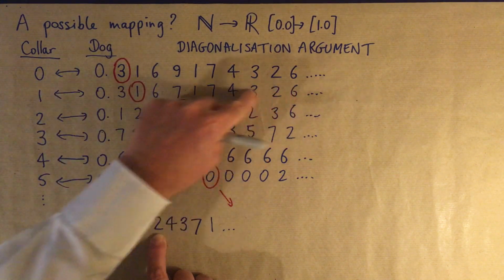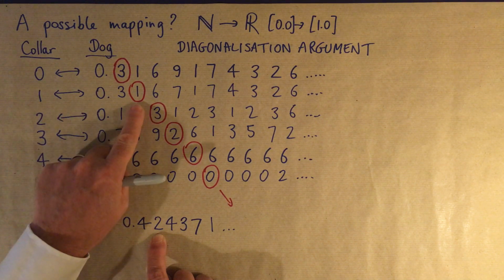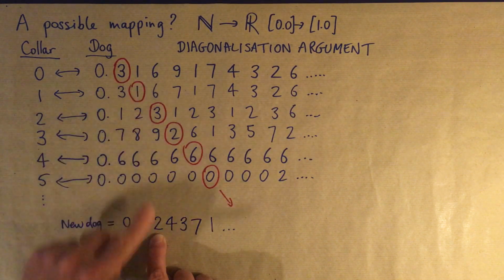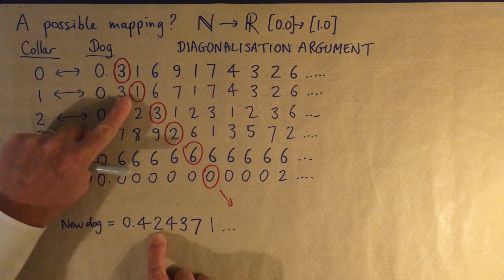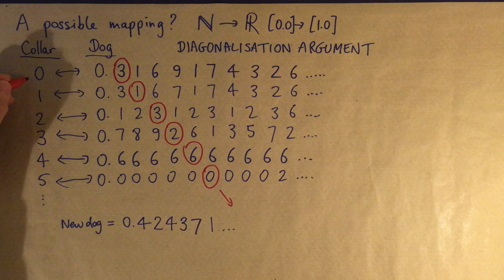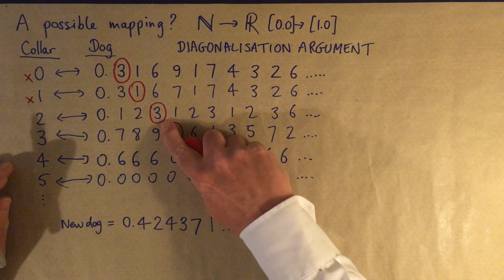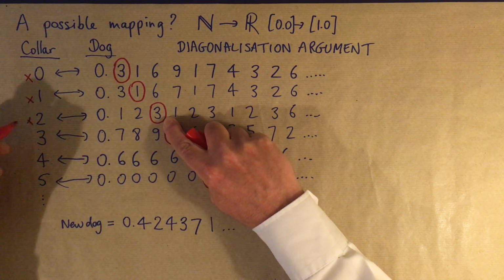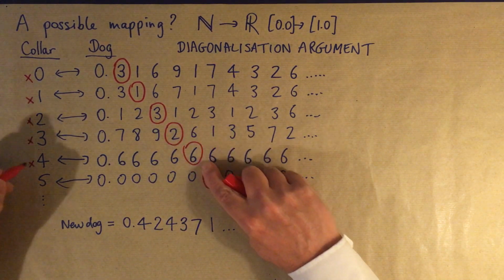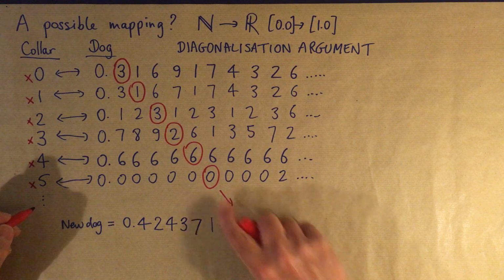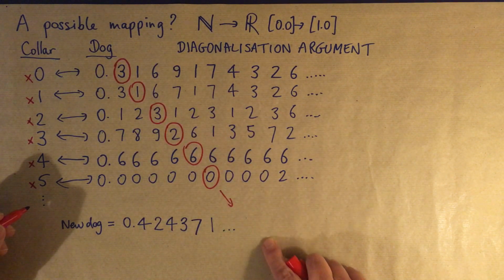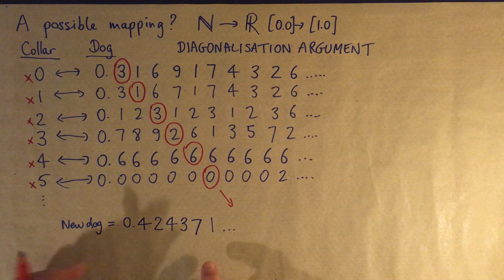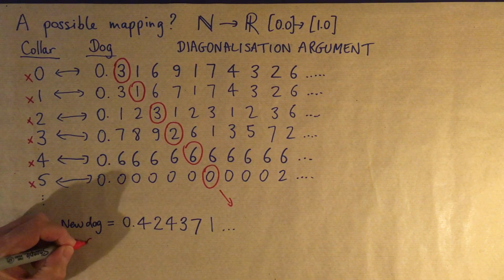Right. What about this one? Okay, let's look at this. Does new dog get collar 1? Well, no, because collar 1 has already been taken by this dog, and we definitely know that this dog and this dog are different because they have a different number there. So new dog doesn't get collar 0 and doesn't get collar 1. What about collar 2? No good, because the digit here and the digit here are different. So collar 2 is taken, collar 3 is taken, collar 4 is taken, collar 5 is taken, collar 6 is taken. The diagonalisation argument shows us that all the collars are taken, and yet I've made a dog which has got no collar. So there's no collar for this poor old dog.